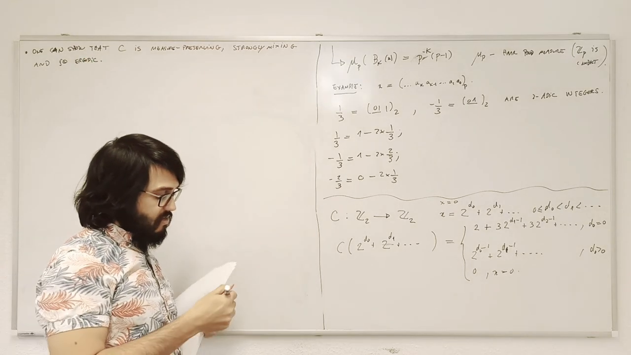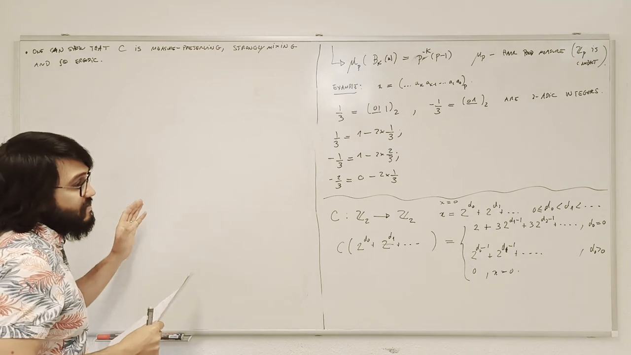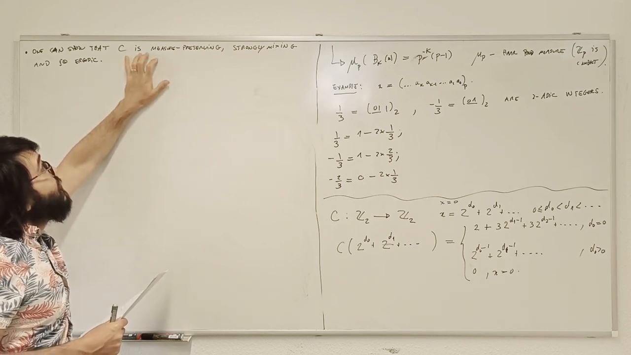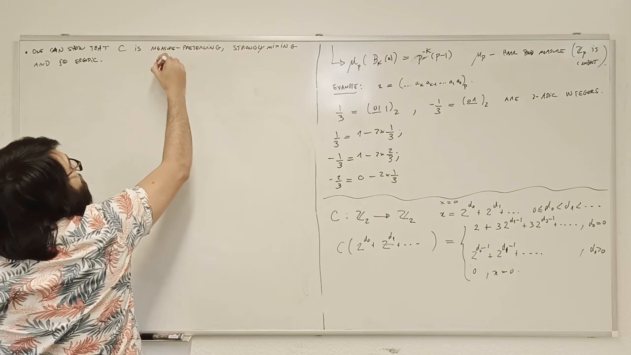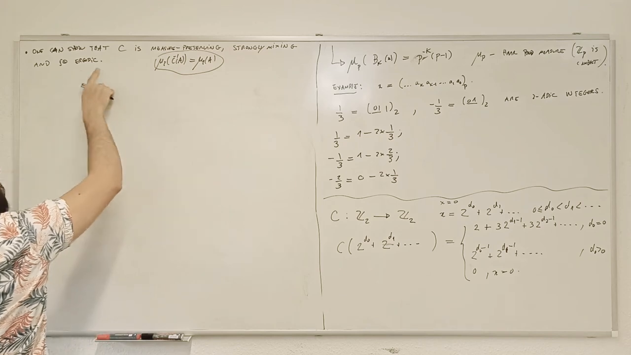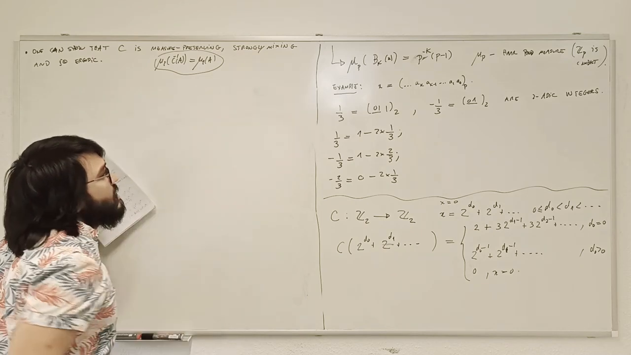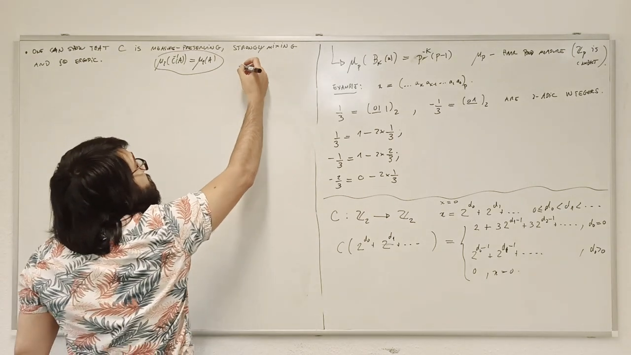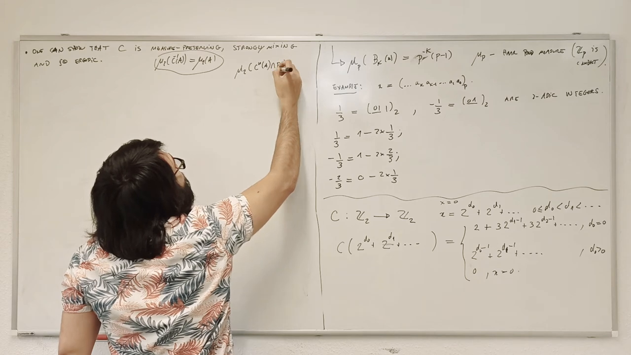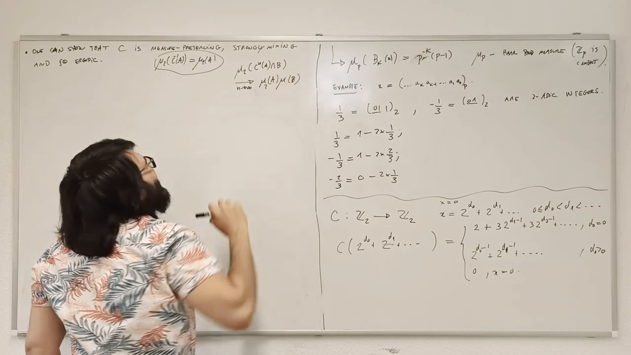Ergodic means that the only invariant sets are either the empty set or the whole set. There isn't any non-trivial invariant set for C. Measure preserving just means that mu 2 of C inverse of A is mu 2 of A. This is measure preserving. Ergodic means what I just told, no non-trivial invariant set. And strongly mixing means that if you iterate, maybe with the inverse here, I don't know, then that thing converges as n goes to infinity to the product. Okay.